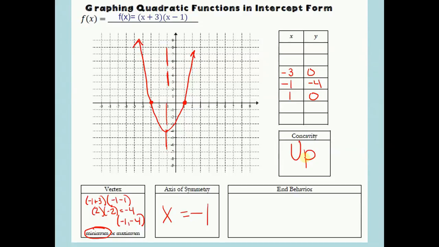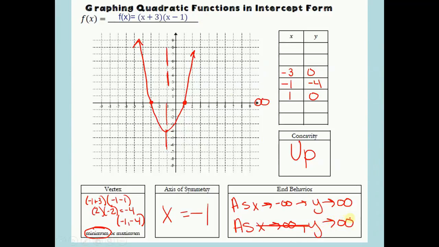End behavior, notice we have to write our little statements here. As x approaches negative infinity, notice, guys, it's going to go to positive on the y. So we're going to say y goes to positive infinity. Same thing as x goes to infinity: on this side, it's also going to positive infinity for the y. So y goes to positive infinity.